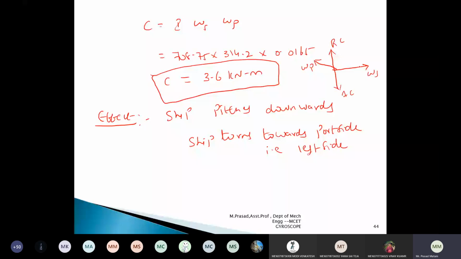Now give the notations. For the reaction couple, this is the clockwise motion. For the active couple, this is the opposite motion. If I see this as my left side and right side, what is the answer we are getting? Reaction couple: the ship turns left side. That's why the ship turns towards the left side. Whereas if the ship pitches upwards, in that case the ship turns towards the right side. That is the answer we need to write. With this, I will wind up the gyroscopic effect of the ship.